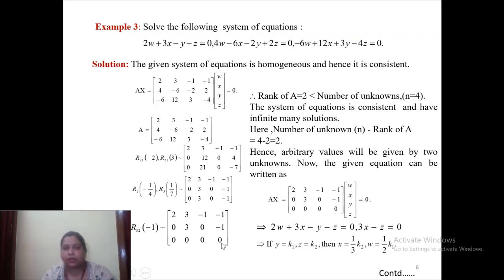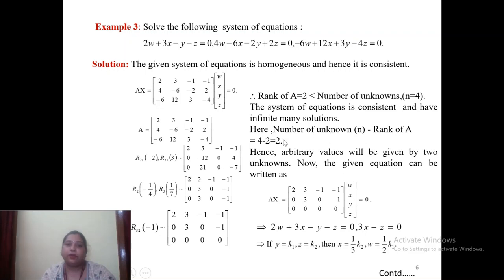Yes, so the rank of A is equal to 2, and the number of unknowns is 4. So it means rank is less than the number of unknowns. It means the system is consistent but has an infinite number of solutions. Now how many parameters do we have to assume for this? We have to subtract the rank from the number of unknowns. The number of unknowns is 4, and we get the rank 2, so this is equal to 2. So it means we have to assume two arbitrary constants.